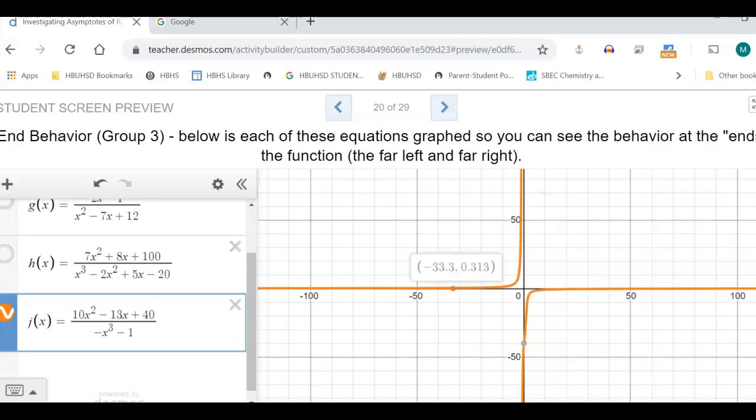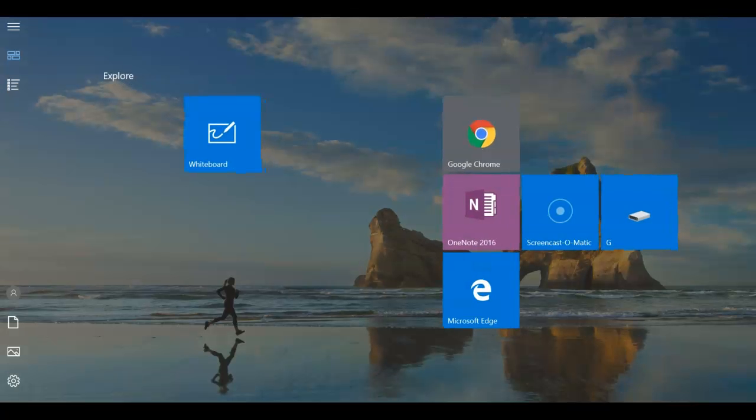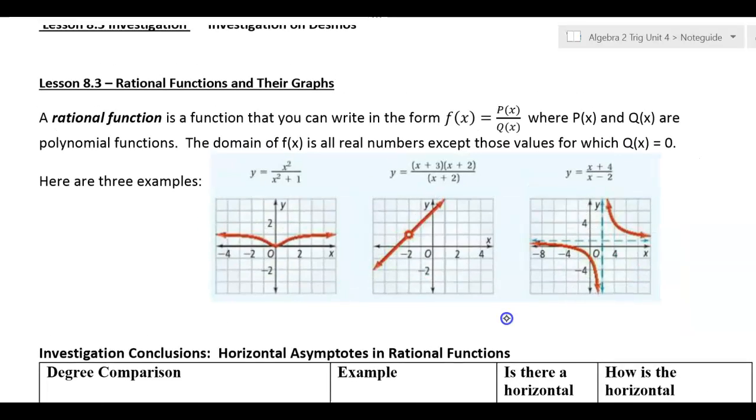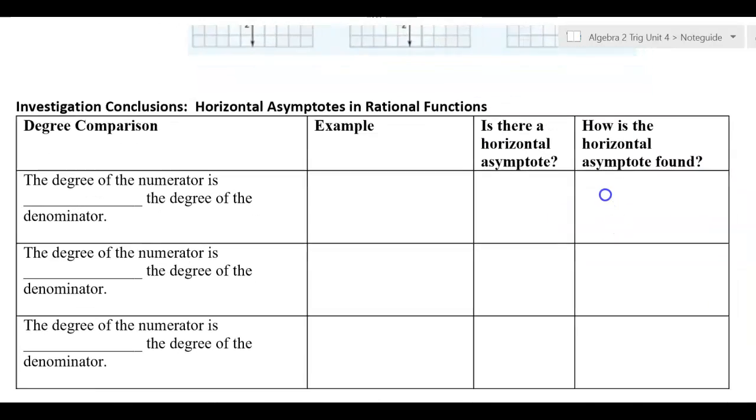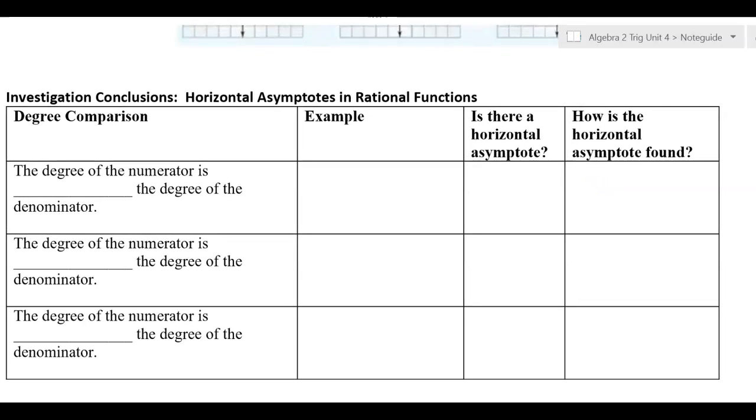Okay. So in your note guide, you have a place for these conclusions. If you don't have the note guide, that's totally fine. You just put these conclusions where your notes are. So the note guide has the same picture that this investigation started with, just to give you some examples of how these functions are built and what they could look like. And then these are the 3 conclusions that we came up with, okay?